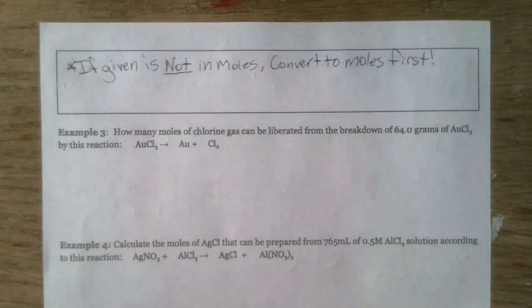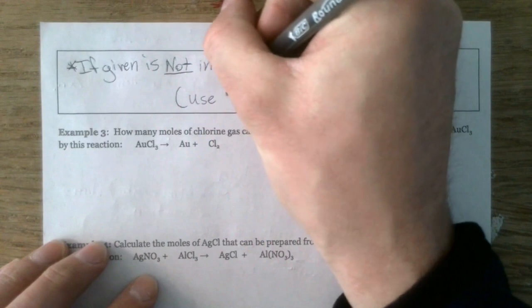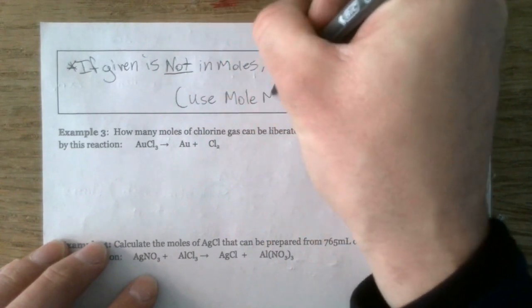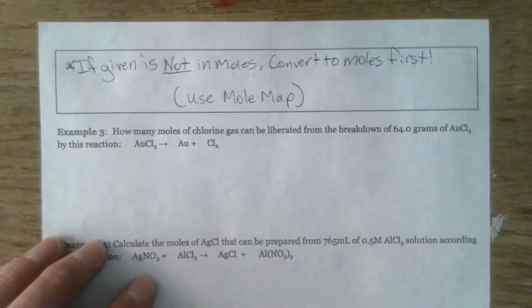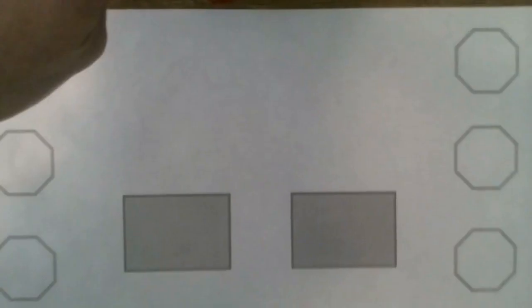So now what we're going to do is use our mole map. Now, this is a resource that you will have at your disposal on any quiz or test, and it's something that we're going to build piece by piece, one thing at a time, periodically as we go through this. So we're going to be jumping back and forth with this a little bit.